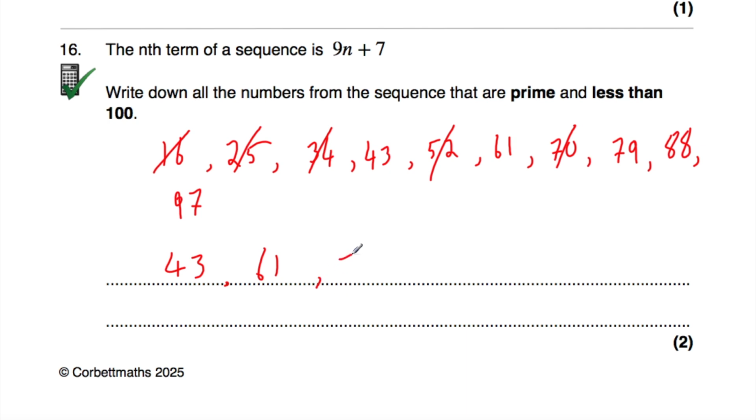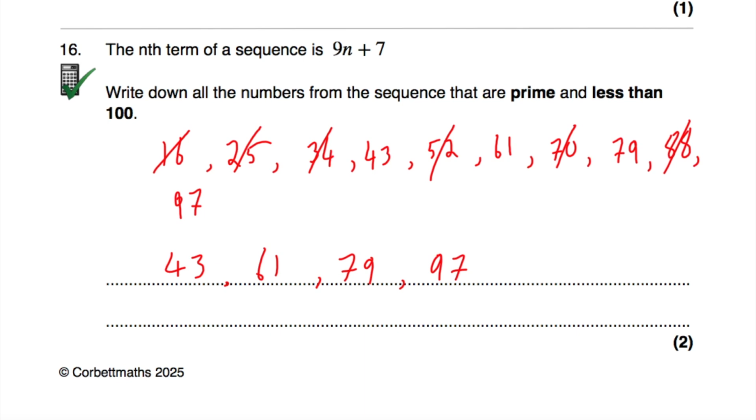79, that's prime. 88, that's not prime. You can divide it by 1 and 88, but also 2, 44, and so on. So 88 is not prime. And 97 is prime. And that's it. So they're the numbers that we're looking for: 43, 61, 79, and 97. These numbers are all in the sequence. They're all prime, and they're all less than 100.